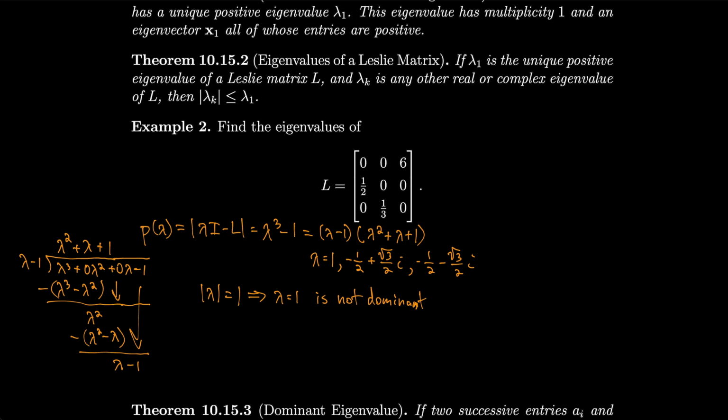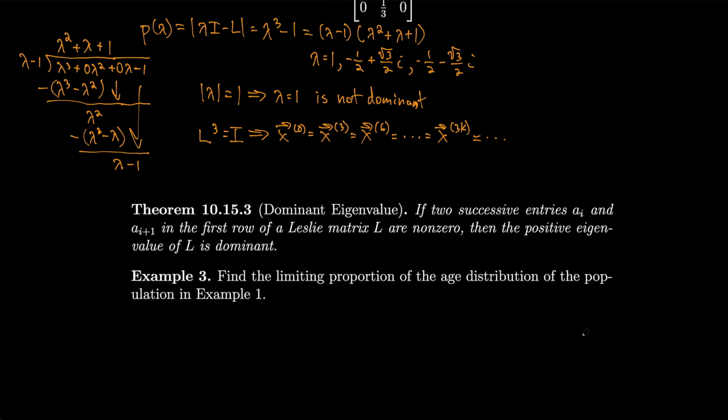Notice in this case we have that this Leslie matrix cubed is equal to the identity. So that means that x0 is the same as x3, which is the same as x6, which is the same as any triple multiple of k. This would not be possible if the eigenvalue lambda 1 was dominant, which is why we want dominant eigenvalues for our Leslie matrices.